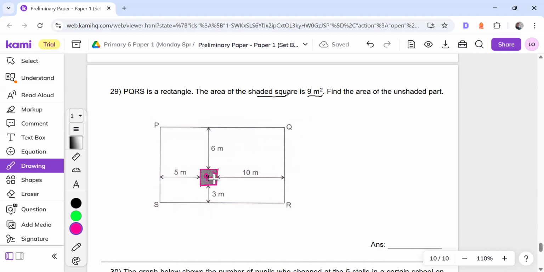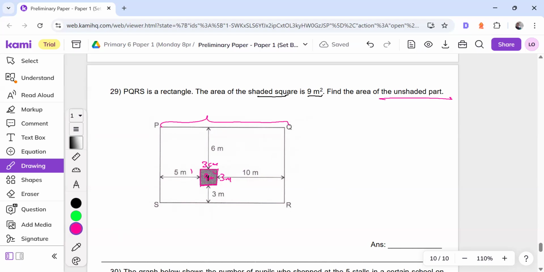Can you find one side of a square? What times what equals 9? 3 times 3 equals 9. Okay. You want to find the unshaded part? Then you need to find the entire rectangle minus away the square. Take away method. So what's the length?